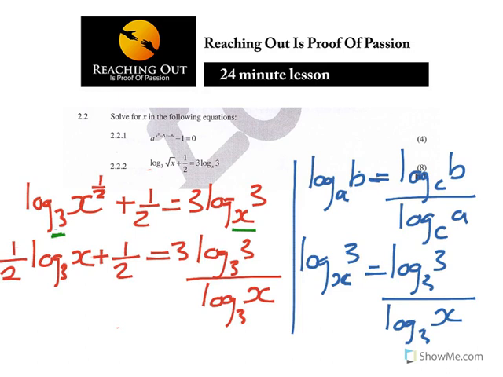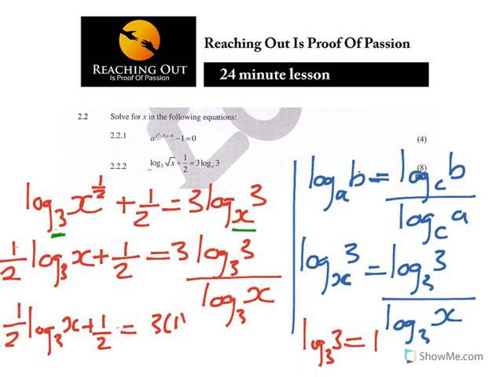Now with that in mind, remember log base 3 of 3 is a 1, so it's like 3 times 1. So what you're having here is 1 over 2 log base 3 of x plus 1 over 2 is equal to 3 over log base 3 of x. Now when you're in this position, you can see that the problem you're still facing is that log base 3 of x in here is still a fraction. So you'll multiply everything by log base 3 of x.